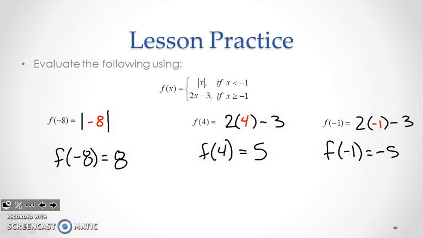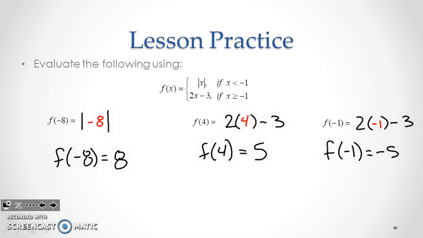Okay, so first one on this one. Okay, these are answers you should have. You should have f of -8 equals 8. Okay, this one here, -8, that's less than -1, so I'm going to plug it into my absolute value function. Okay, so I should have f of -8 equals 8. Middle one, I have f of 4. 4 is greater than -1, so I'm going to use this function down below here. I'm going to use that function. That should give me f of 4 equals 5. Okay, I get 2 times 4, which is 8, minus 3 is 5.